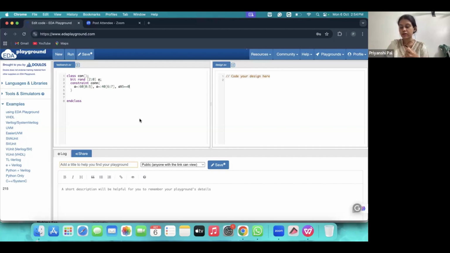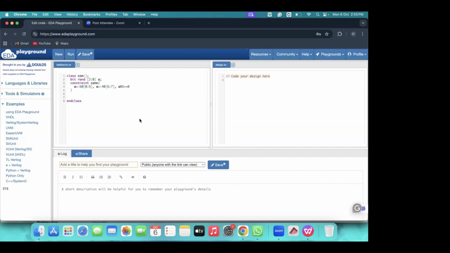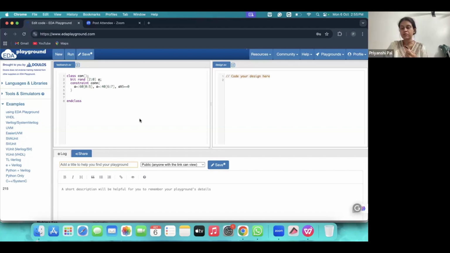In case of triple equal to, it will treat x triple equal to x as a true value. But double equal checks for the logic equality, which means it can have more inputs, like we can compare the x and z values also.